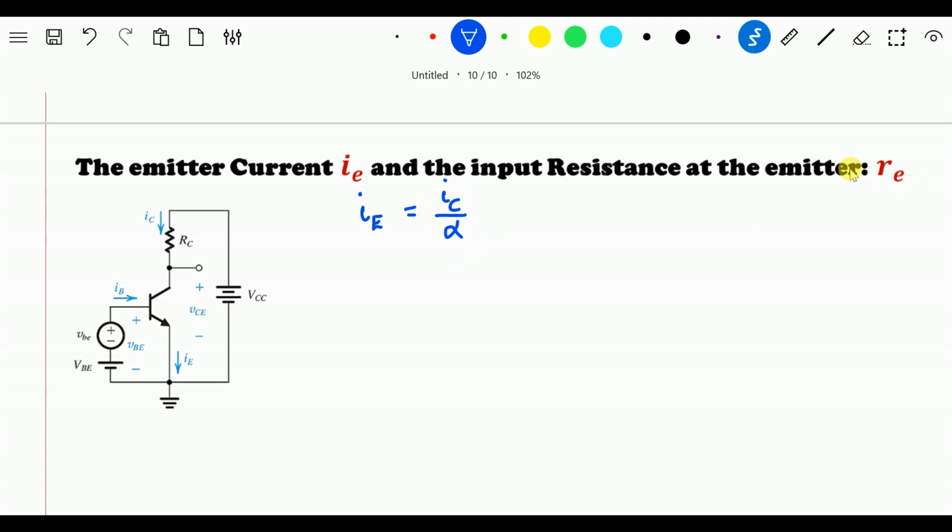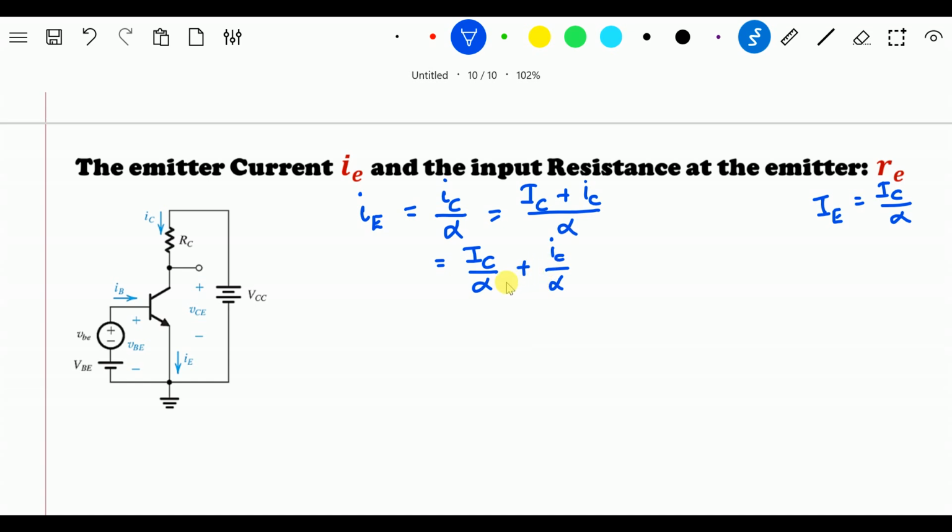This we have learned in basic electronics, where the DC current IE is equal to the DC current IC divided by alpha. Now, if I elaborate this instantaneous collector current, I can say (IC plus small ic) divided by alpha, which is DC plus AC. If I expand this, it is IC by alpha plus small ic by alpha.